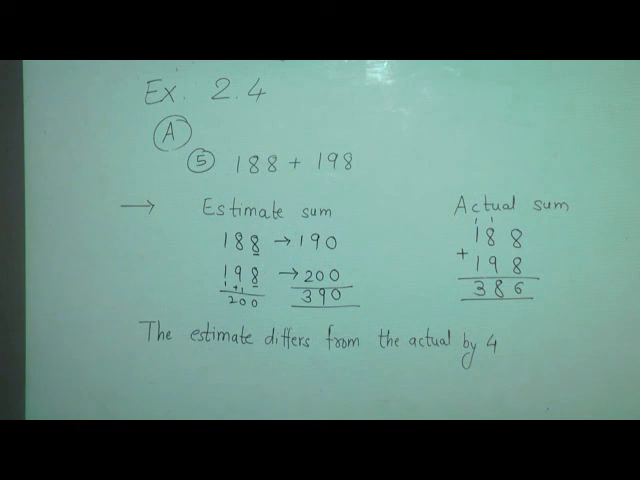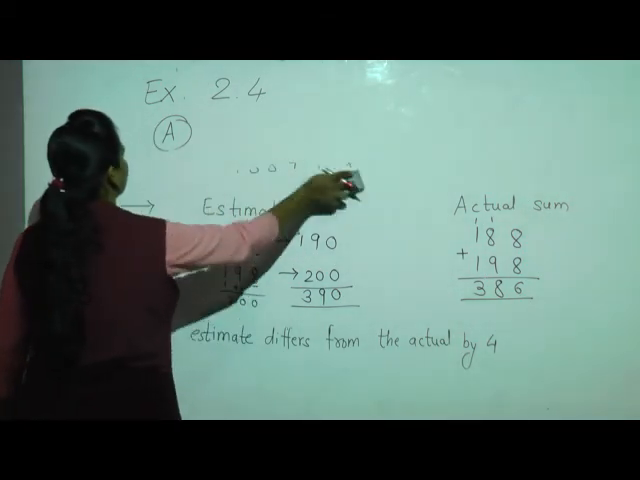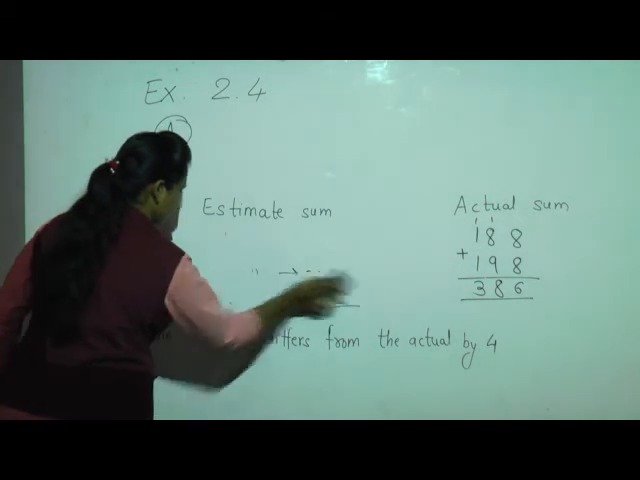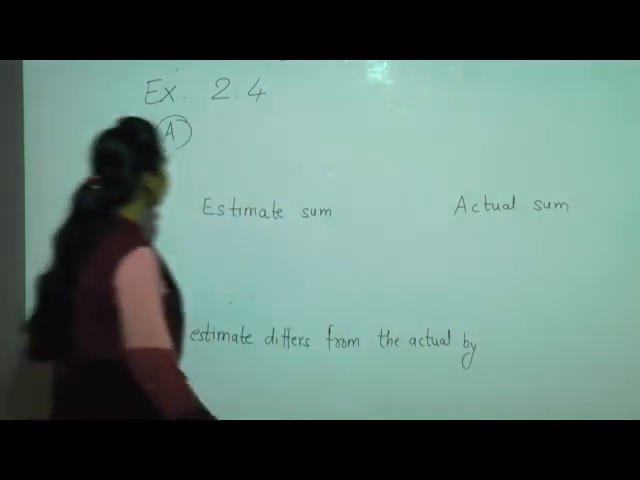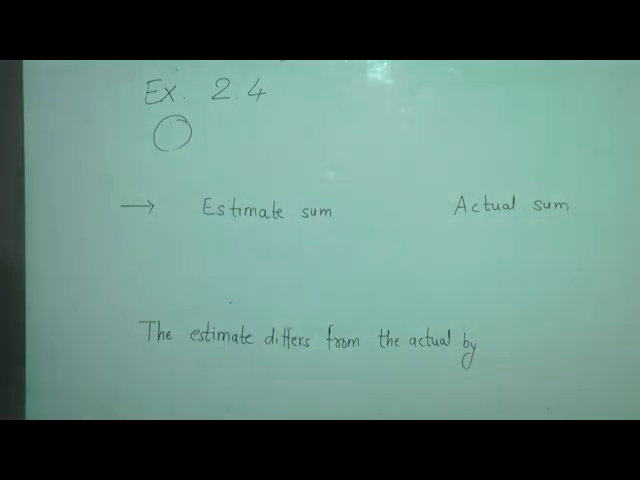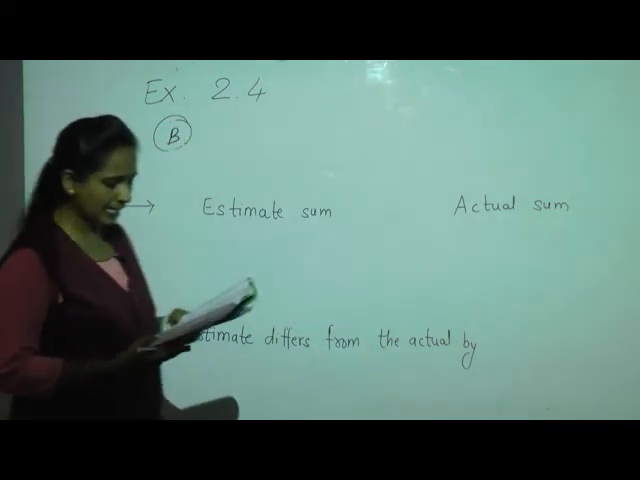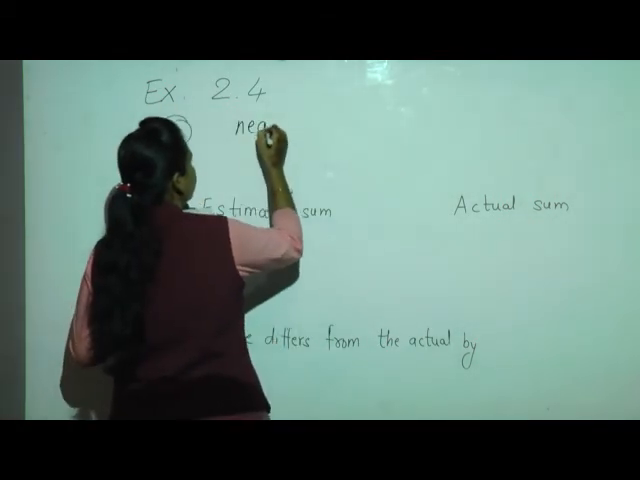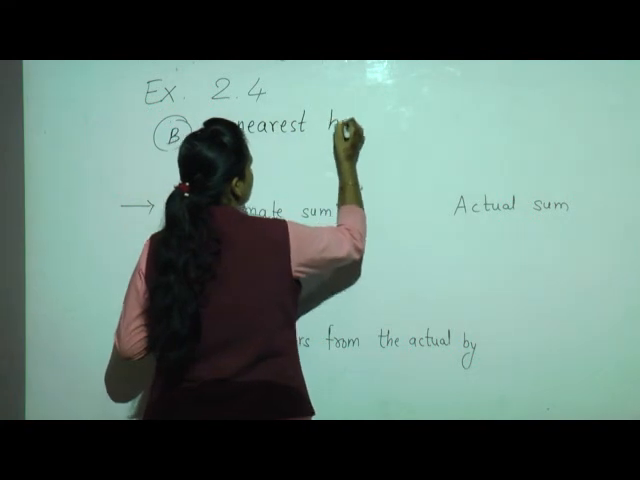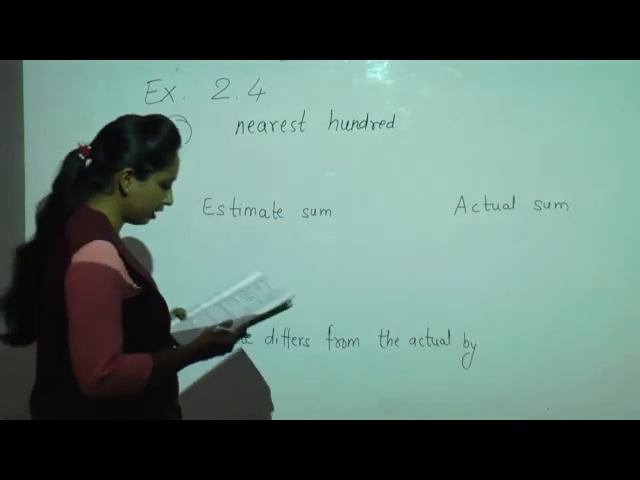Yes students, clear? Now we will solve the B question from exercise 2.4 only. What is the B question? The question is to estimate each sum to the nearest 100. Now we have to find the numbers to the nearest 100. So just recall your memory about nearest 100 and compare with the actual sums.